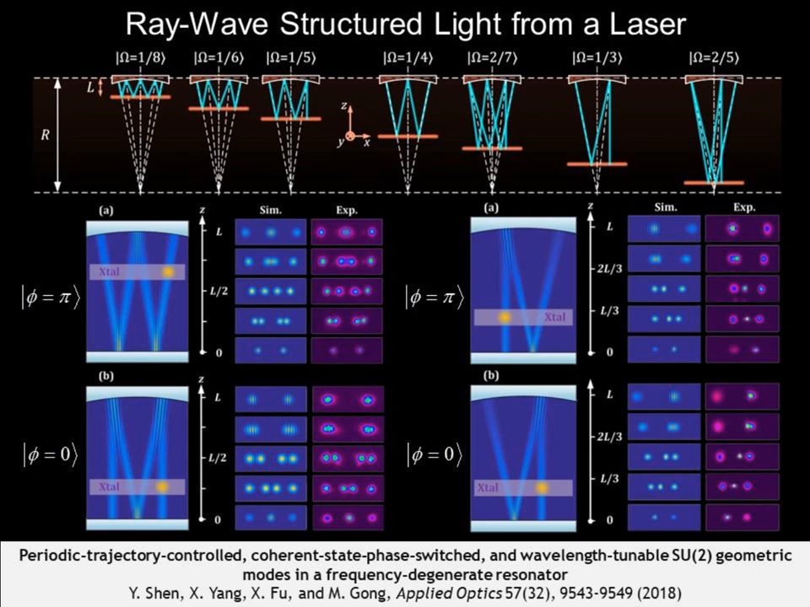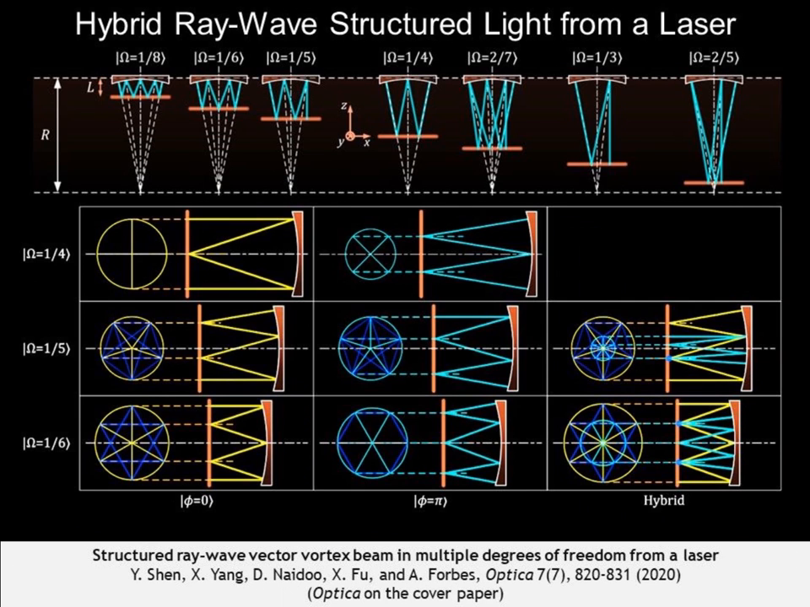Well, in previous work, we could only generate the pure ray wave trajectory by a defined frequency ratio omega and the coherent phase phi. Can we generate a superposed hybrid state by superposing 2 different kinds of ray wave coherent state together? We theoretically prove the existence of the hybrid state.